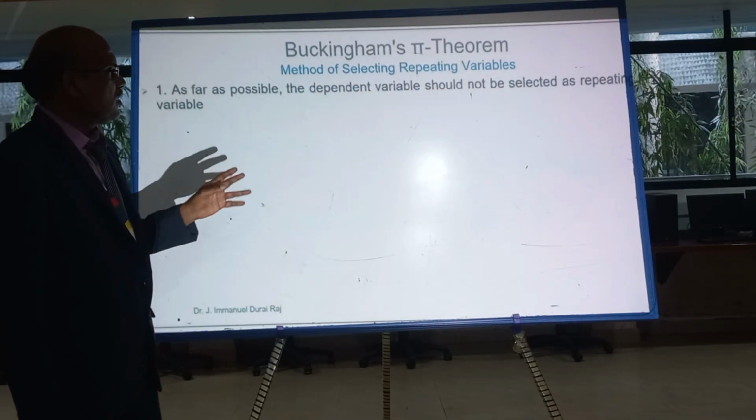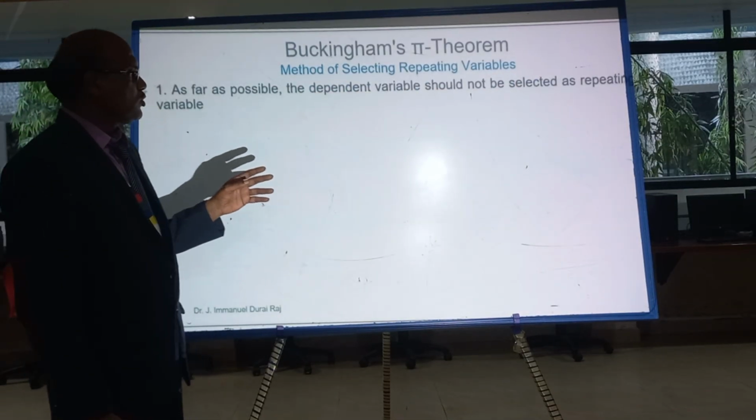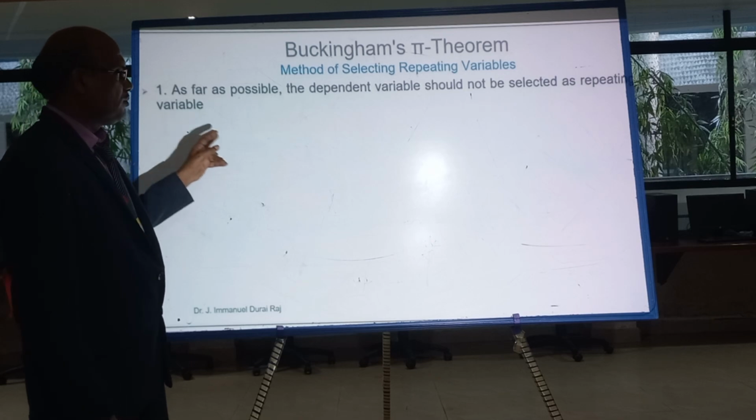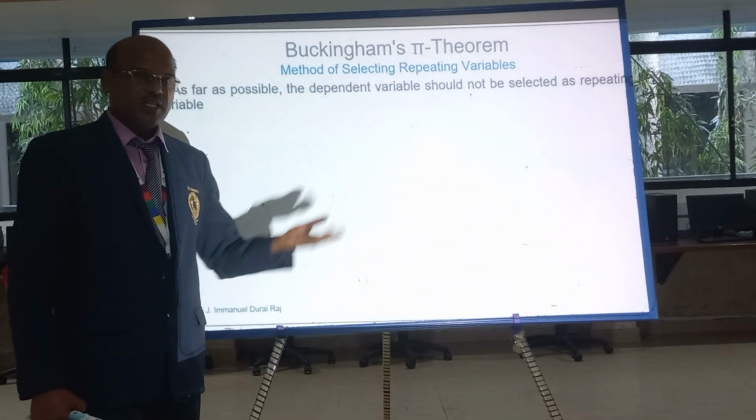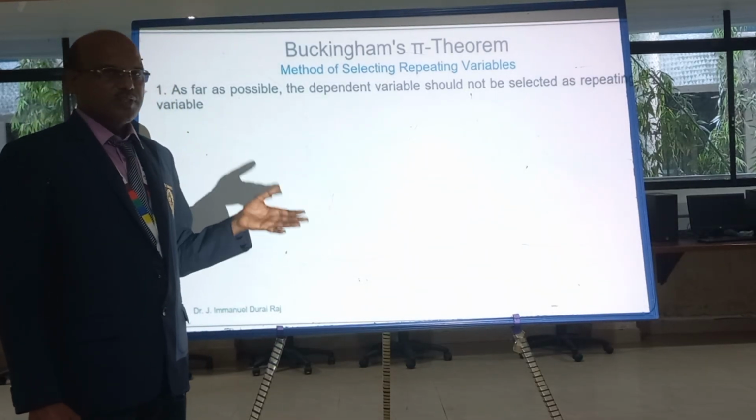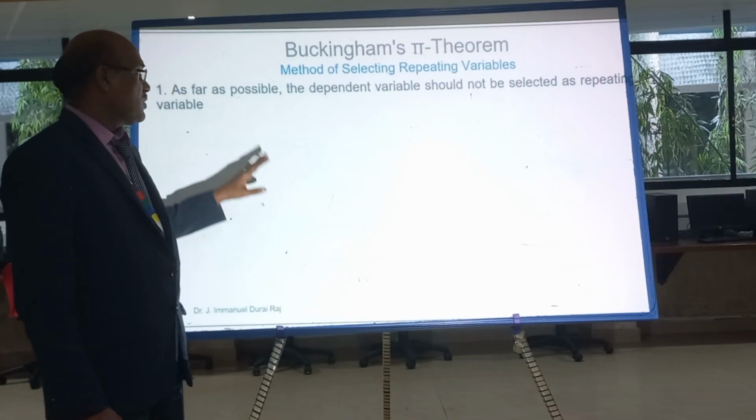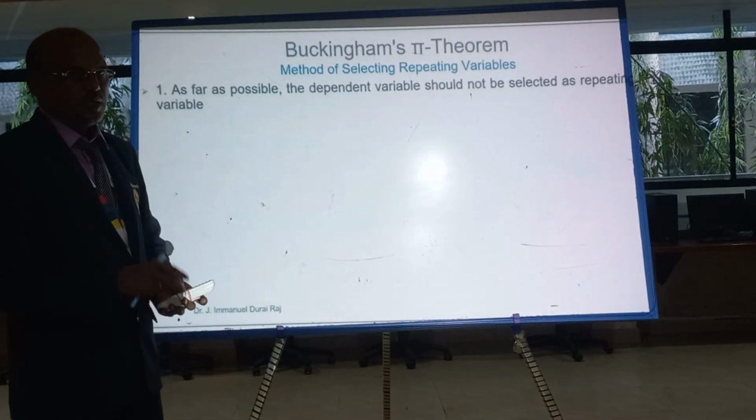First, as far as possible, the dependent variable should not be selected as a repeating variable. Dependent means the right hand side, so that should not be selected as a repeating variable. As far as possible, even 100%, don't go for it.